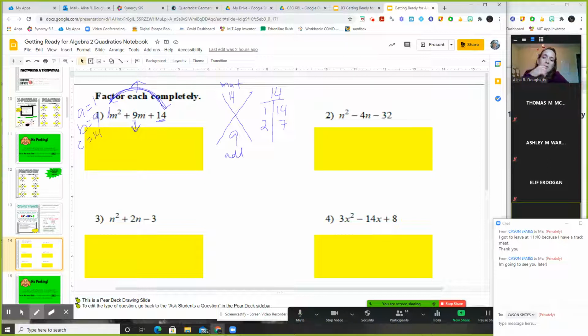That's a great question. So what multiplies to 14 and adds up to 9? 2 and 7. So we're going to do 2 and 7.